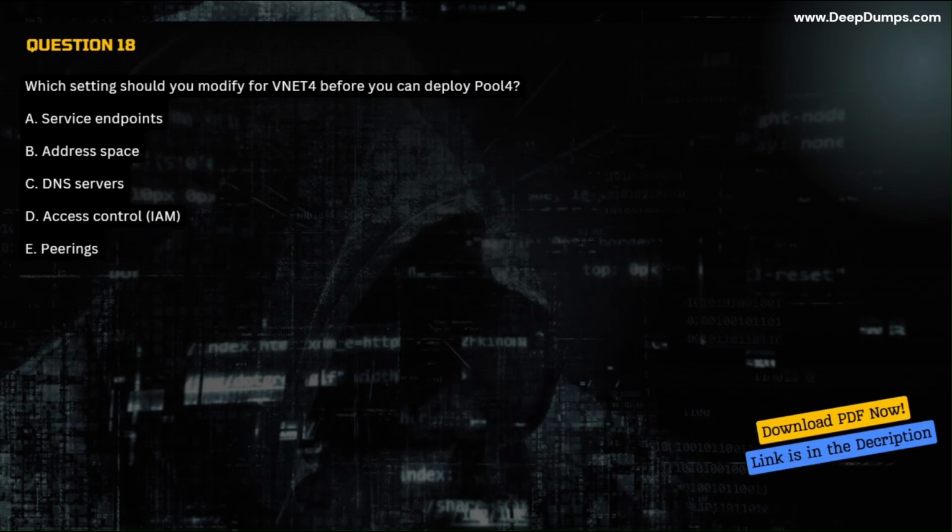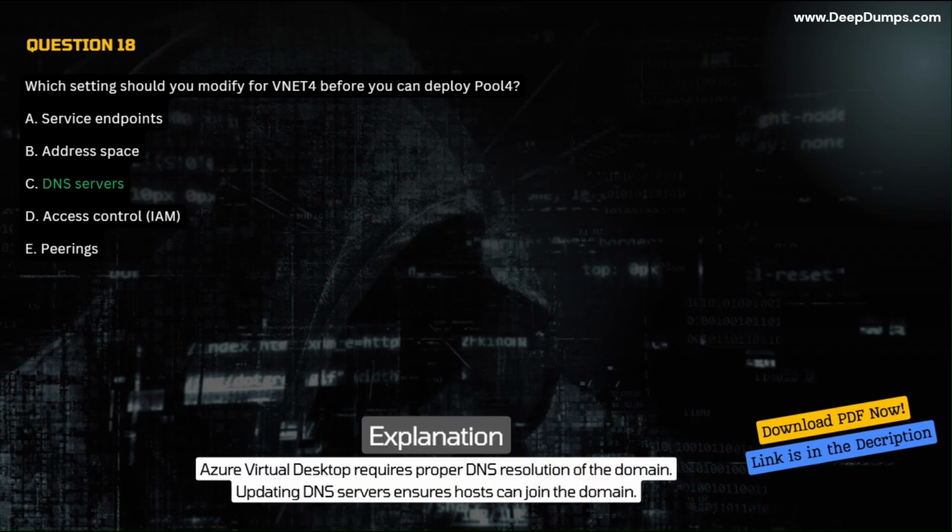Question 18. Which settings should you modify for VNet4 before you can deploy Pool4? A. Service endpoints. B. Address space. C. DNS servers. D. Access control IAM. E. Peerings. Correct answer C. DNS servers. Explanation: Azure Virtual Desktop requires proper DNS resolution of the domain. Updating DNS servers ensures hosts can join the domain.